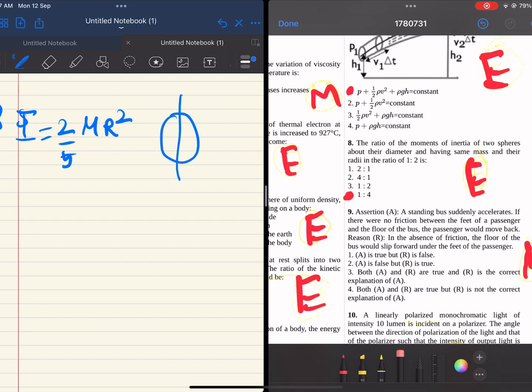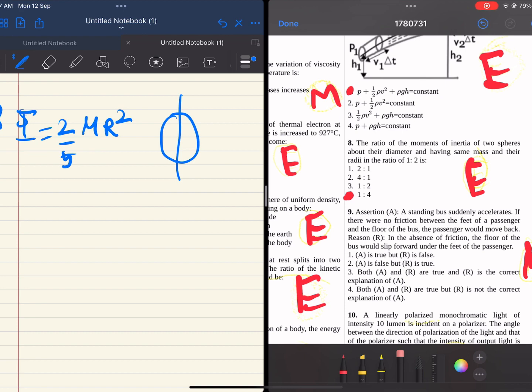If there were no friction, then for a person standing in the bus, you would observe another person standing in the bus as moving behind. That's the reason the passenger would move back. Or you can also think of it in terms of the law of inertia. Since it wants to remain at rest, it wants to oppose the change. Since the change is acceleration forward, it wants to go behind, so that it can remain at rest as it was previously at rest.